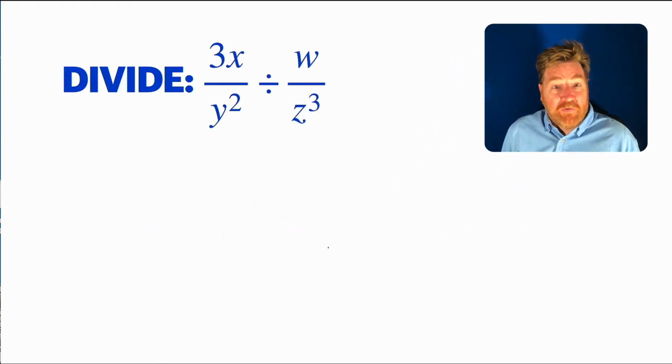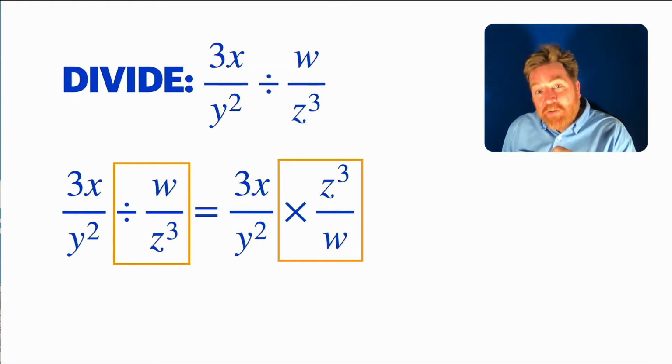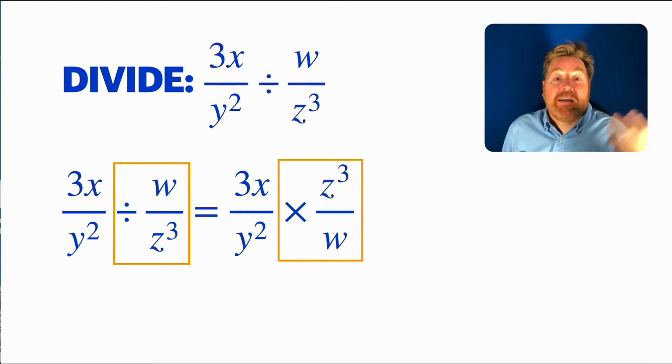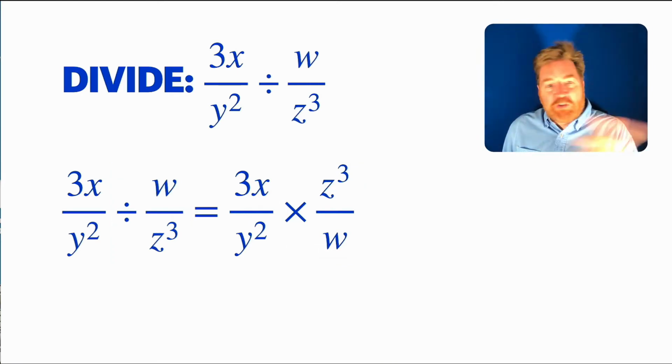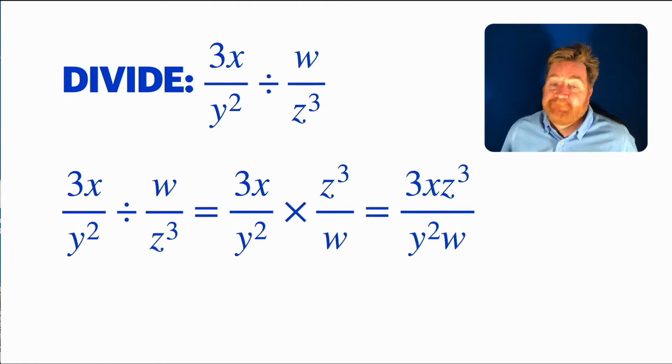For example, let's say you wanted to divide this: 3x over y squared divided by w over z cubed. Well, remember, dividing by w over z cubed is the same as multiplying by its reciprocal, namely z cubed over w, just the flip. And again, once we're there, straight across, nothing to it: 3xz cubed in the numerator and y squared w in the denominator. That's it. It's that simple. All right, let's do a few more examples. Let's make sure everything's looking good.